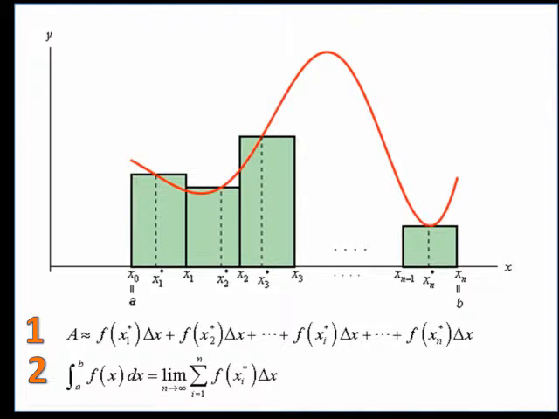Now that we have all of our ingredients, each of the rectangles, as seen here, has a height of f at x asterisk and width of delta x. So we can then calculate and use the area of each of these rectangles to approximate the area under the curve, using equation number 1. To get the exact area, we then take the limit as n approaches infinity, which leaves us with the definition of the definite integral, which, you guessed it, is equation number 2.